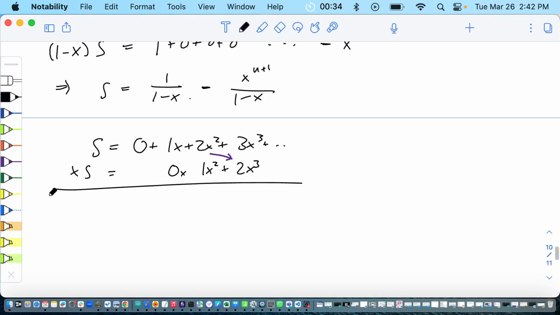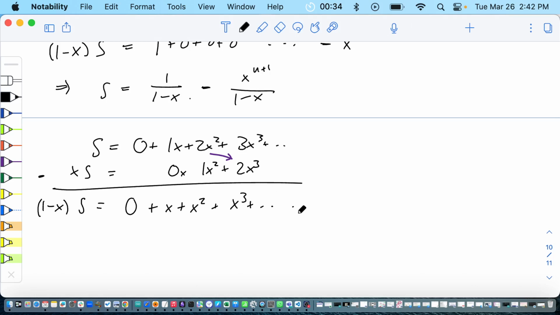And now when you subtract, so you do a minus sign, on the left-hand side you get 1 minus x times s. And on the right-hand side you get some stuff. So you get 0, then you get an x. Then here you get 2x squared minus 1x squared, which is a plus x squared. Then you get x cubed, and so on. Plus dot dot dot.